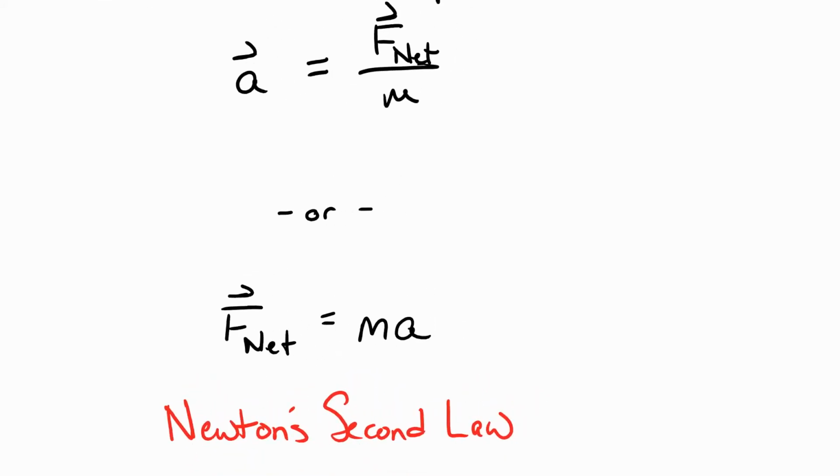So let's take a moment and just kind of bask in this. What we're looking at here, if I hold the force constant, so if the force is the same, the smaller the mass, the bigger the acceleration. If I make m small, I got to make a bigger so that it's still equal to F. If I keep the mass the same, a bigger force means a bigger acceleration.